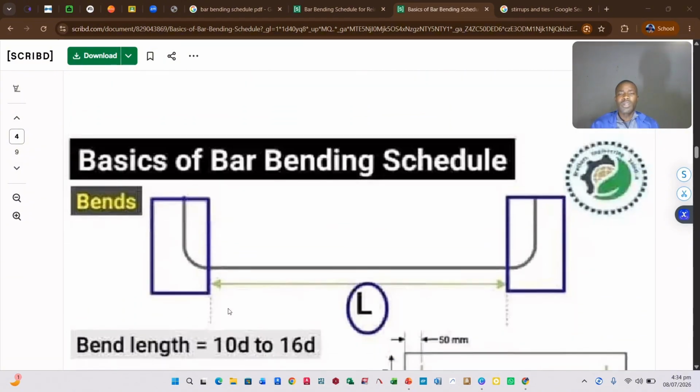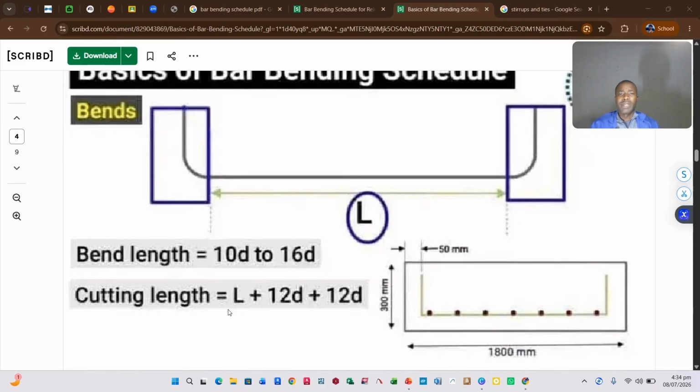Now, let's talk about bends. Not hooks, bends. The bend length is given as 10D to 16D. So there's a range when dealing with bend length, from 10D to 16D.